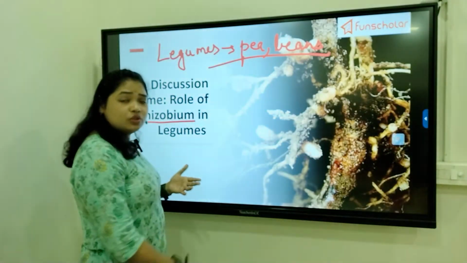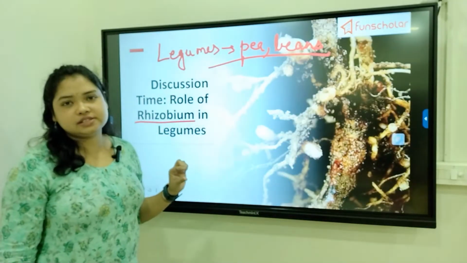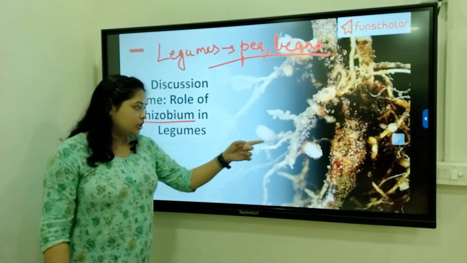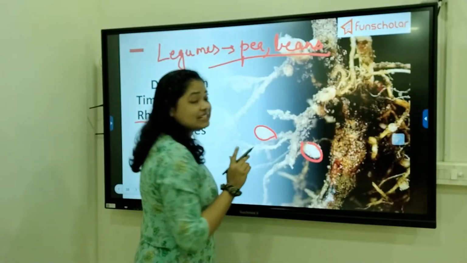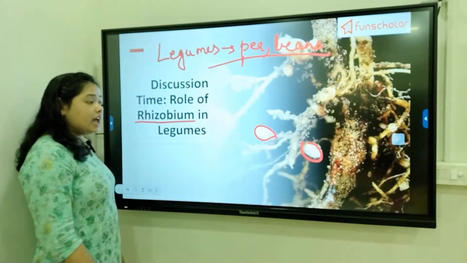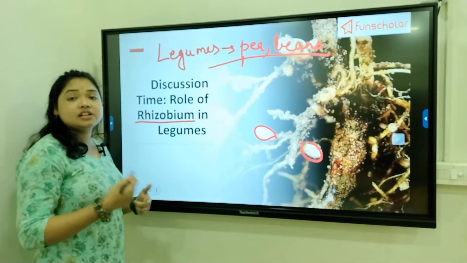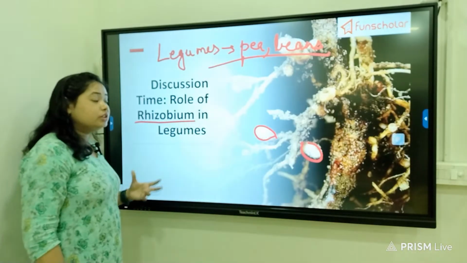They form root nodules. They are small lump-like structures in the roots. So you can see here these lump-like structures, just like cysts. So these nodules are present, and these bacteria have a symbiotic relationship with the roots of the plants. What do they do?